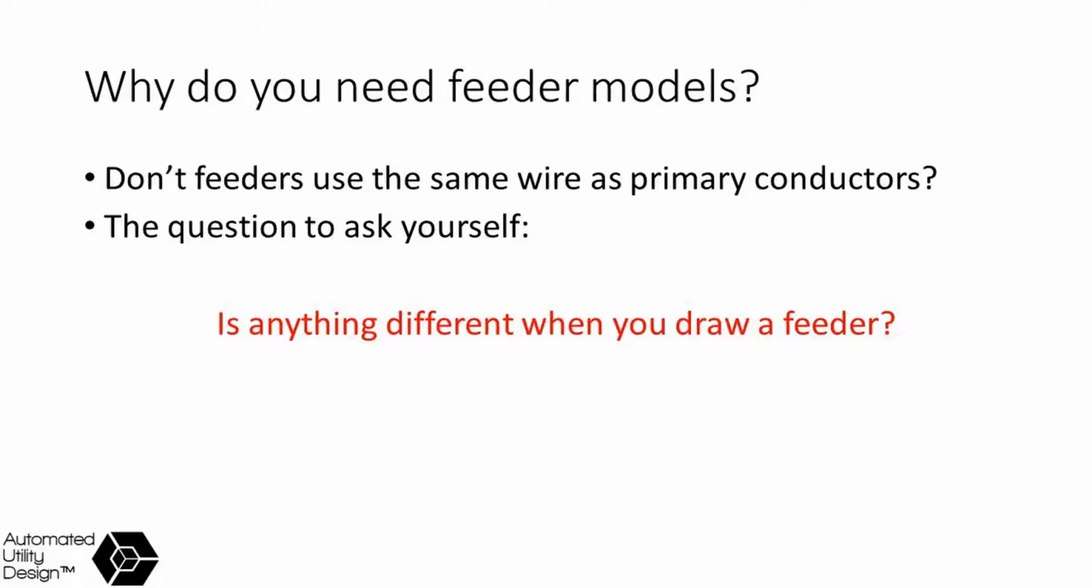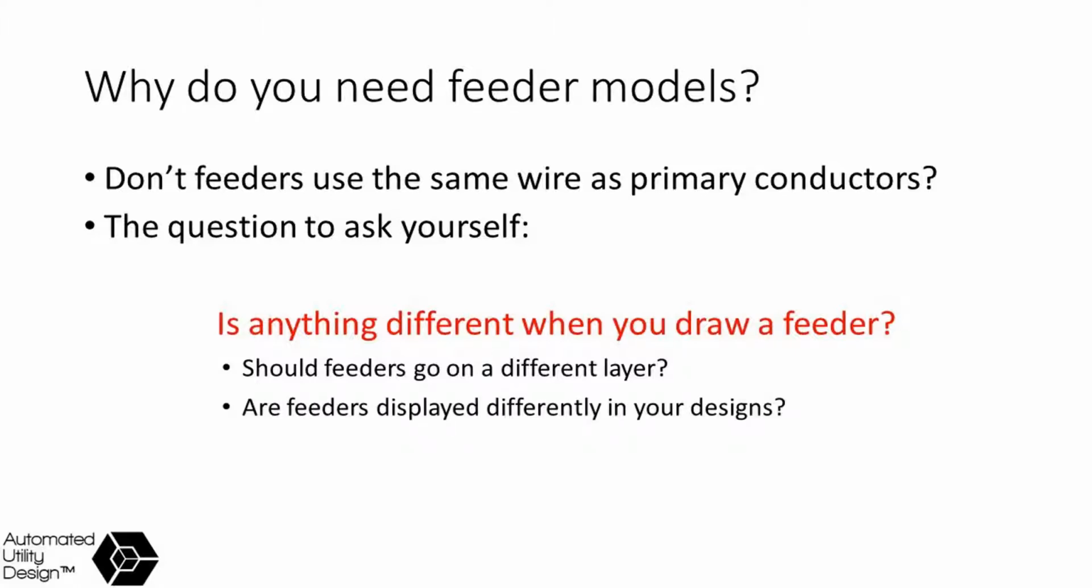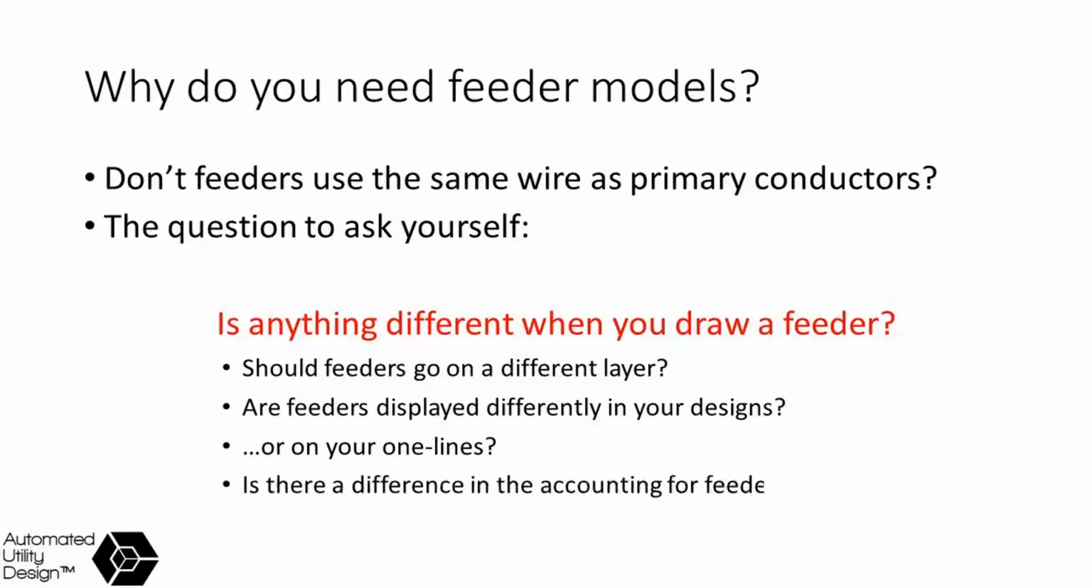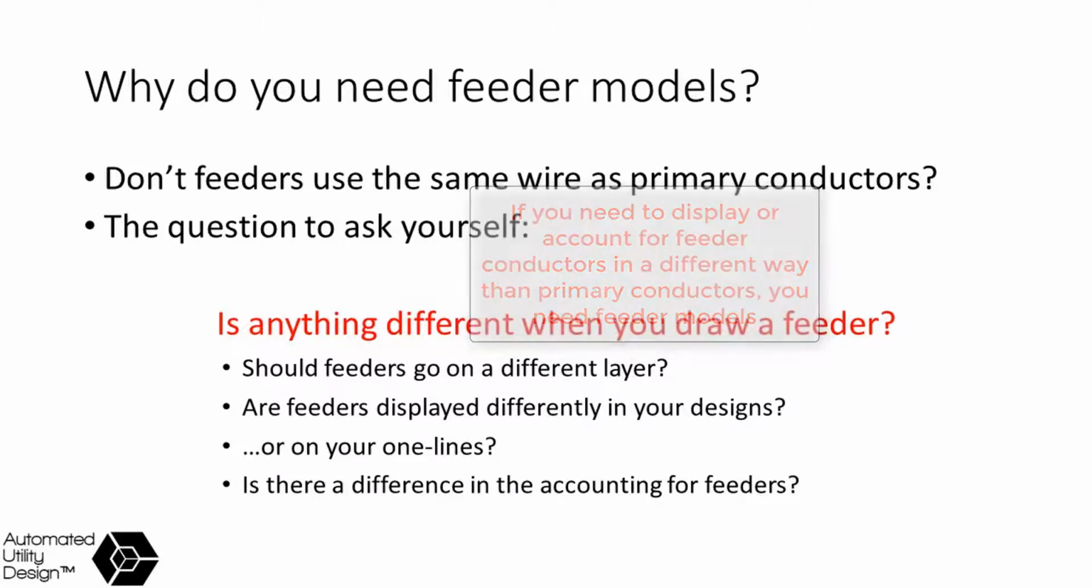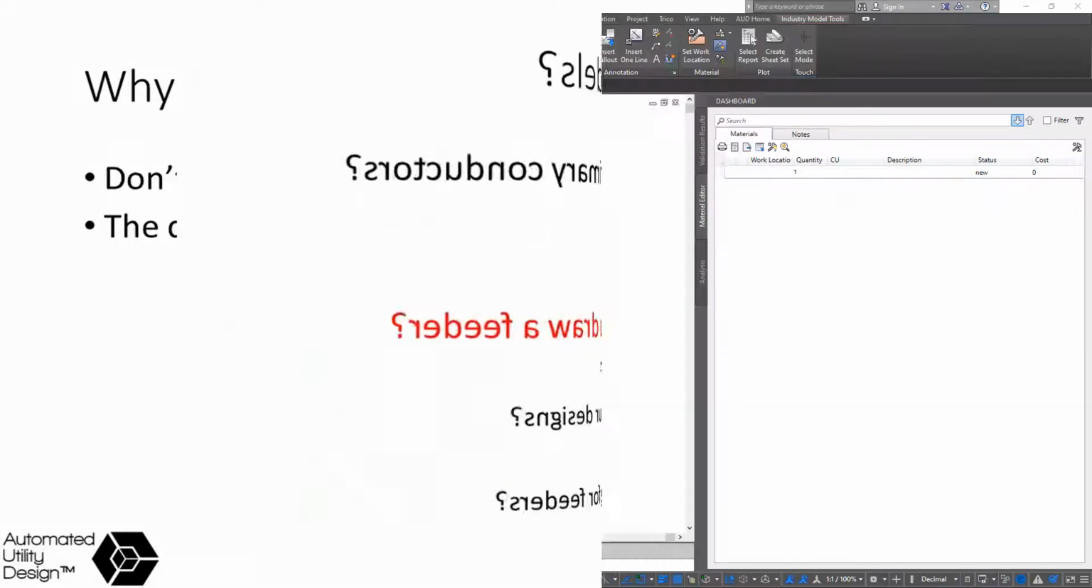Now, what do I mean by different? For example, should feeders be displayed on a different CAD layer? Or are they displayed differently than primary conductors, for example with a different color or a different line type? Or do you need to create a one-line sketch where the feeders are highlighted differently compared to primary lines? Or do you charge feeder construction to a different budget than primary construction? If you need to display or account for feeder conductors in a different way than primary conductors, then yes, you should have feeder models.